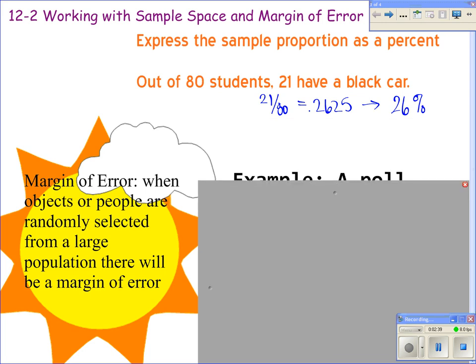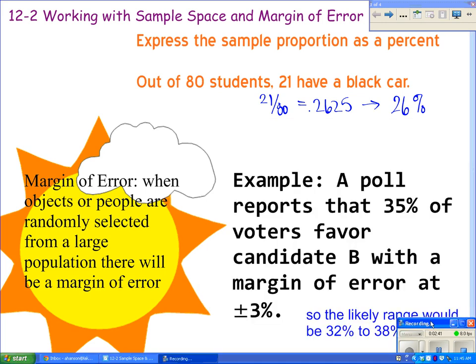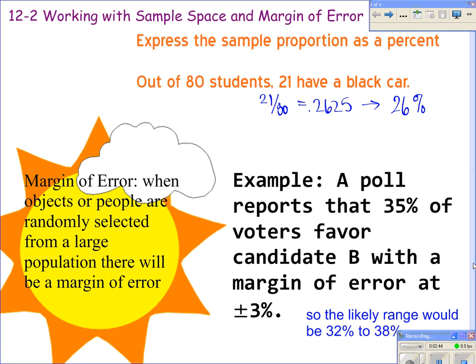So this example you don't need to write down, because we're going to do an example on the next page. But for instance, a poll reports that 35% of voters favor candidate B with a margin of error of plus or minus 3%. What that means is they took a poll, and of the group of people that they surveyed, 35% of them wanted candidate B. The size of the group of people resulted in a margin of error of plus or minus 3%. So, in other words, written in blue here, anywhere between 32% and 38% are going to pick candidate B.